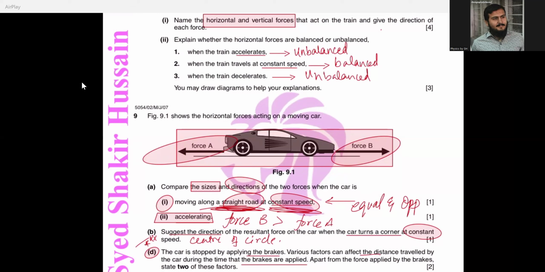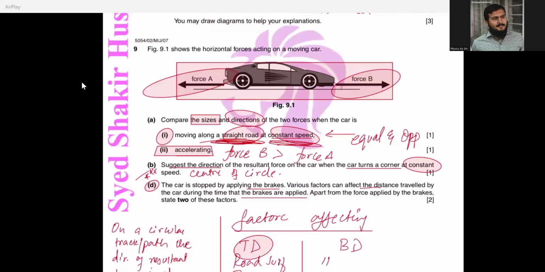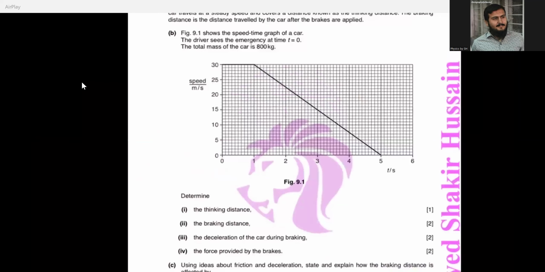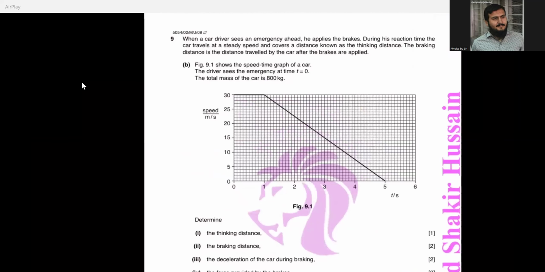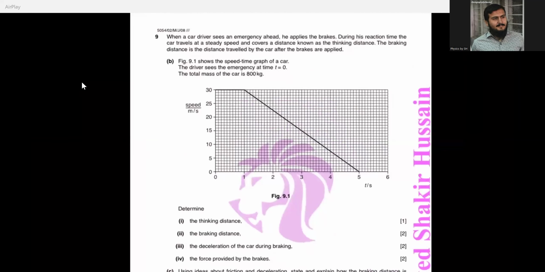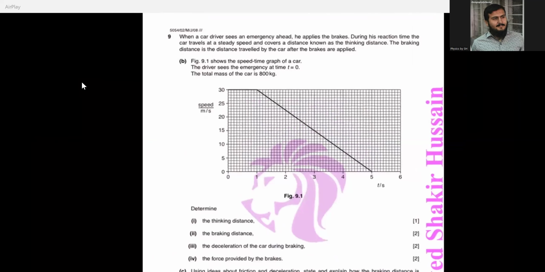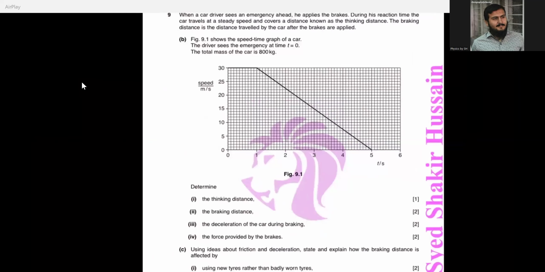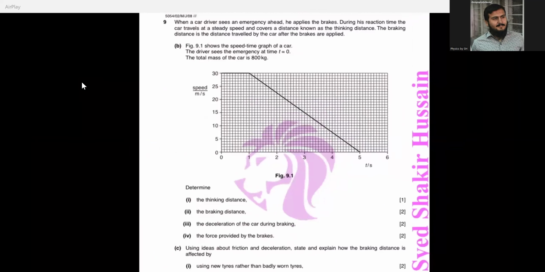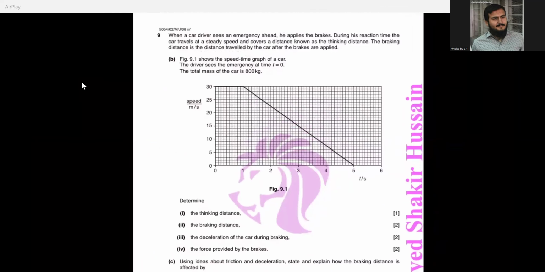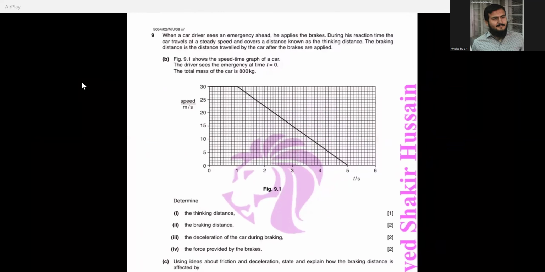Only parts 1, 2, 3, and 4, but the C part I did already. Only the B part was not done. Determine the thinking distance. Now the question is saying that when a car driver sees an emergency ahead, he applies the brakes. During his reaction time, the car travels at a steady speed.